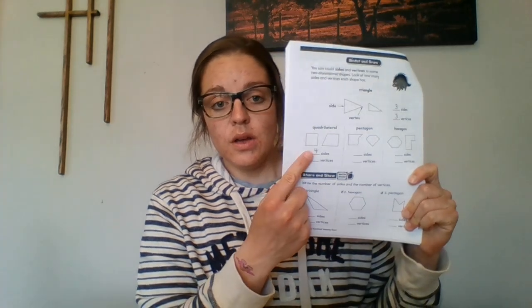So now we're moving on to our quadrilateral. So a quadrilateral, we'll look at this top one first. So we are going to count the sides. So quadrilateral has 1, 2, 3, 4 sides, and if we count our vertices, we have 1, 2, 3, 4. Notice these 3 shapes down here are also quadrilaterals because they have 4 sides and 4 vertices.